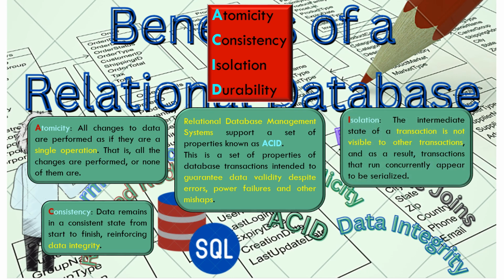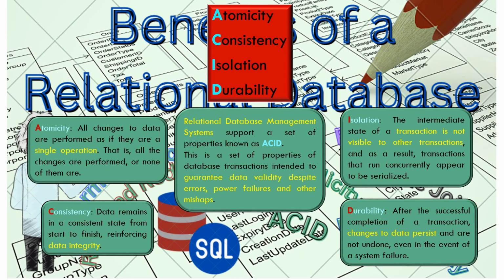For isolation, the intermediate state of a transaction is not visible to other transactions, and as a result, transactions that run concurrently appear to be serialized. With durability, after the successful completion of a transaction, changes to data persist and are not undone even in the event of a system failure.